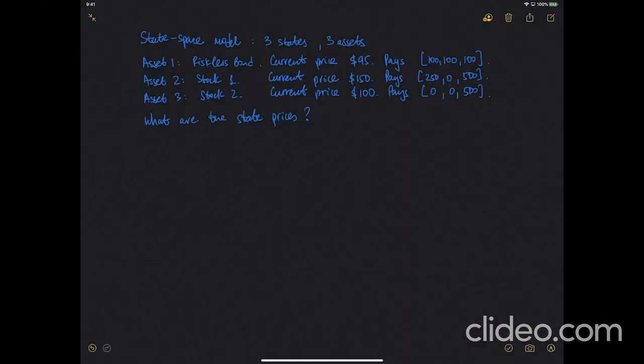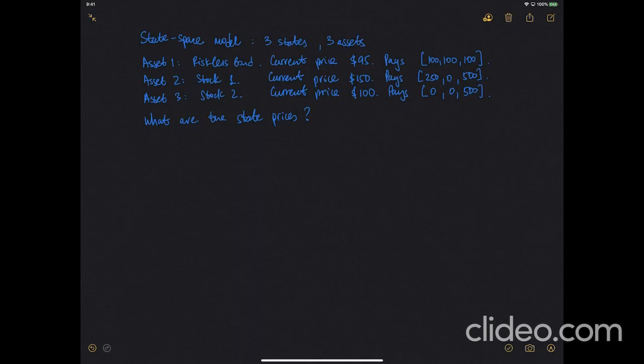In this question, we're given a state space model that has 3 states and 3 assets currently traded in the market. Asset 1 is a riskless bond with the current price of $95. It pays $100 in each of the 3 states. Asset 2 is a stock. Its current price is $150, and it pays $250 in state 1, nothing in state 2, and $500 in state 3.